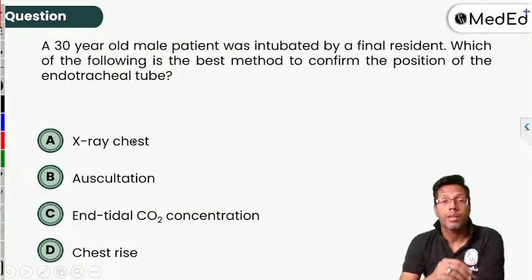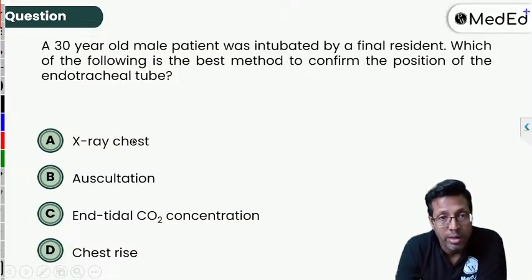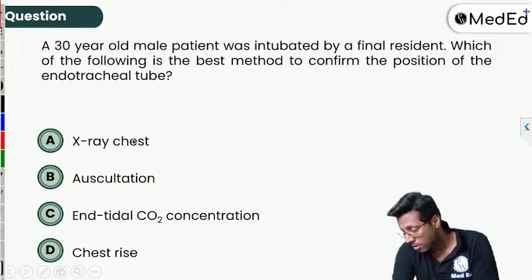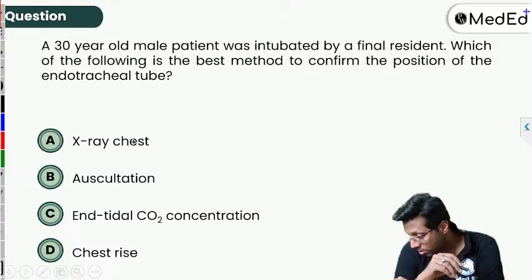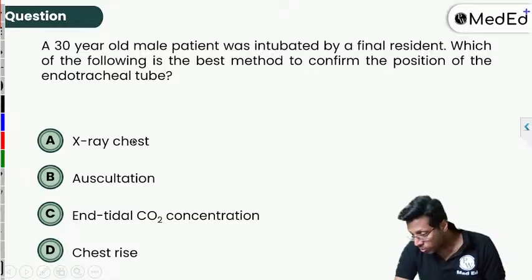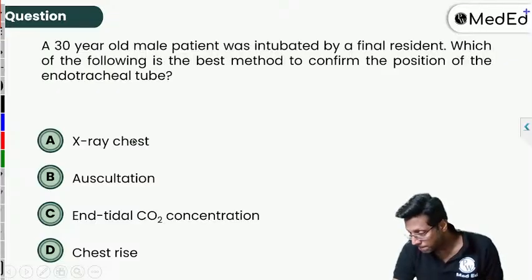Okay, a 30-year-old male patient was intubated by a final year resident. Which of the following is the best method to confirm the position of the endotracheal tube? Hyperkalemia is there in hyponatremia. Sir, one more question asked about the electrolyte levels of sodium and potassium in malignant hyperthermia. Not sodium potassium, wait.